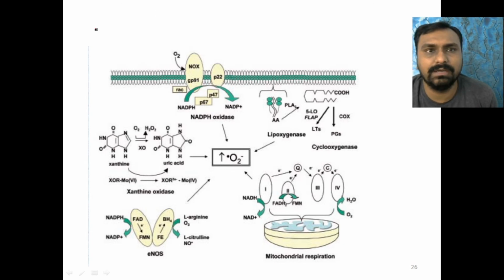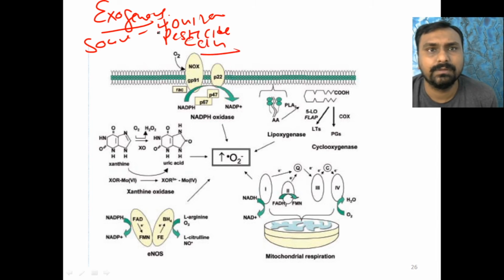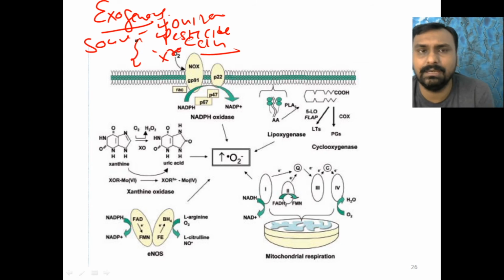So we have already seen the exogenous sources of free radicals. What are they? Like ionizing radiation, pesticides, carbon tetrachloride, right? X-rays, ultraviolet rays, all can damage the cell membrane and they can generate free radicals. These are the exogenous sources. What are the endogenous sources?